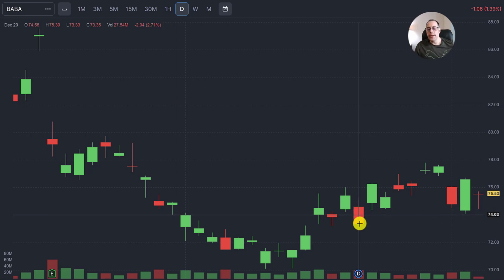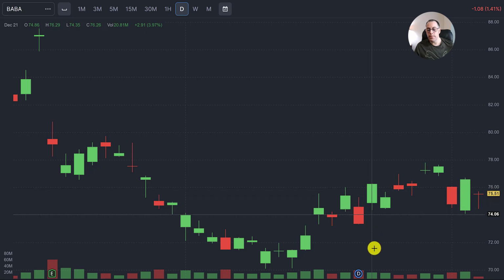So if you see a red candlestick, that means the stock went down that day. On December 20th, the stock opened at 74.58, and then it closed at the bottom of the candlestick, which is 73.35. So when you see a red candlestick, the opening is on the top, the closing price is on the bottom. The following day, on December 21st, the stock opened at 74.86. It closed up here at 76.26.